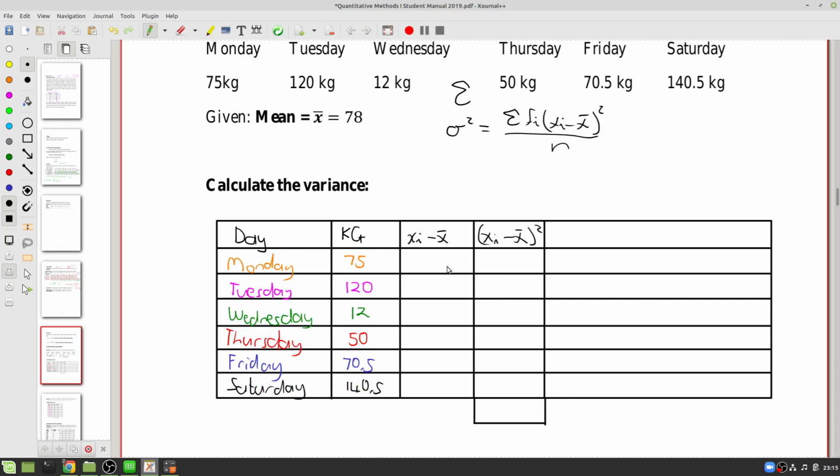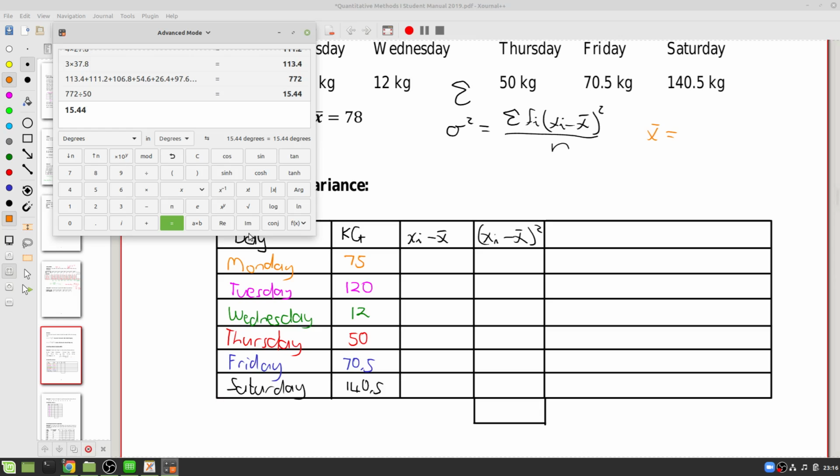Okay, so we see that's why we need this column here, xi minus x bar. But to find it, we first need x bar, right? We need x bar before we can continue. So let's find x bar. To find x bar, again, how do we find an average, the mean? Just add everything together divided by how many things there are.